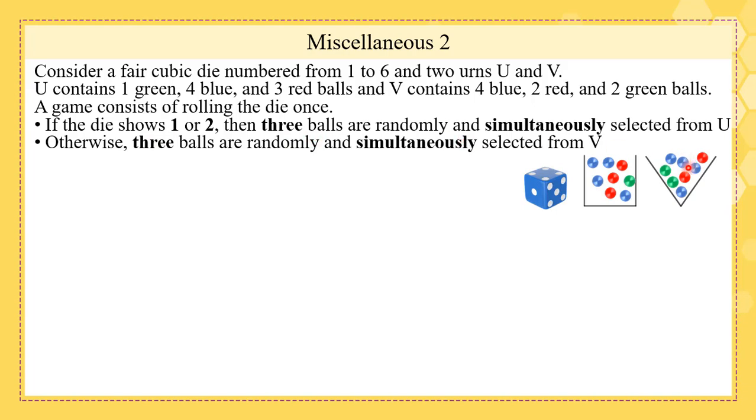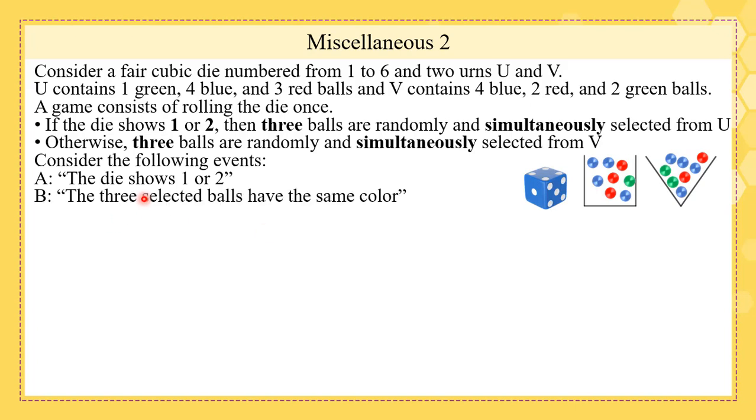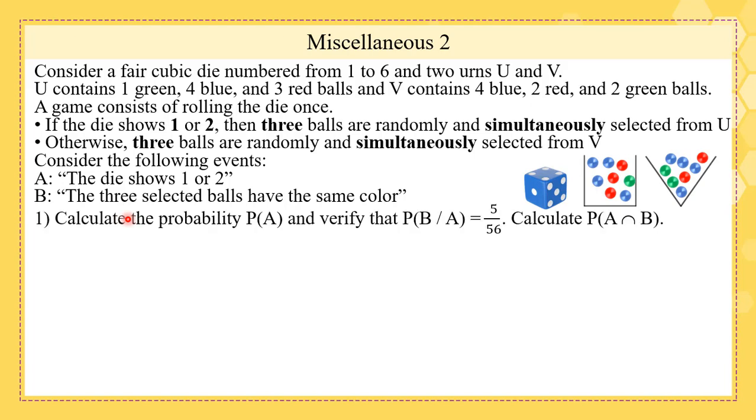So again, we have two events. One of them happened before the other. The first event is rolling the die. The second event is selecting 3 balls simultaneously from one urn. If the die shows 1 or 2, we will choose U, and if it shows 3, 4, 5, or 6, we're going to use V. Consider the events. A: the die shows 1 or 2. B: the 3 selected balls have the same color.